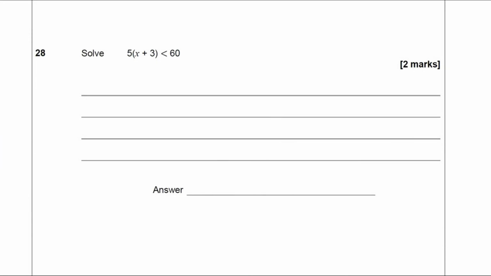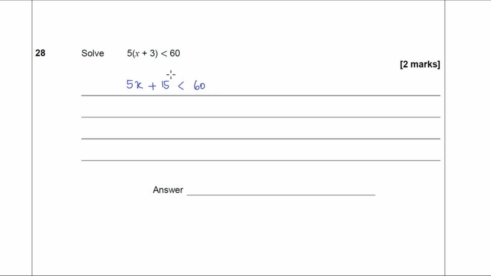Question 28, it's quite a straightforward algebraic equation. So we need to solve this equation: 5 times x plus 3, don't forget the brackets. If we open the bracket, 5 and x make 5x, and then 5 times 3 makes 15, and we have this less than sign and 60.